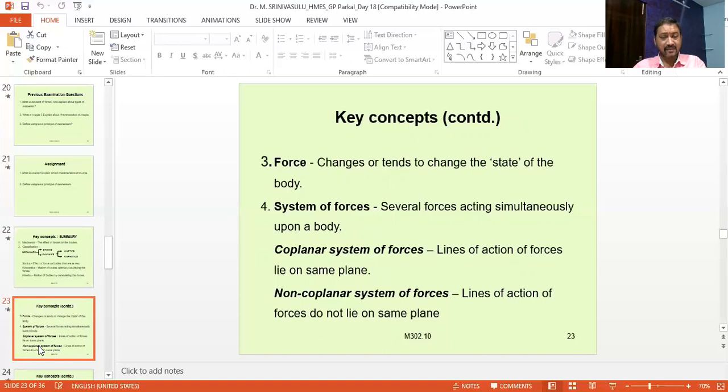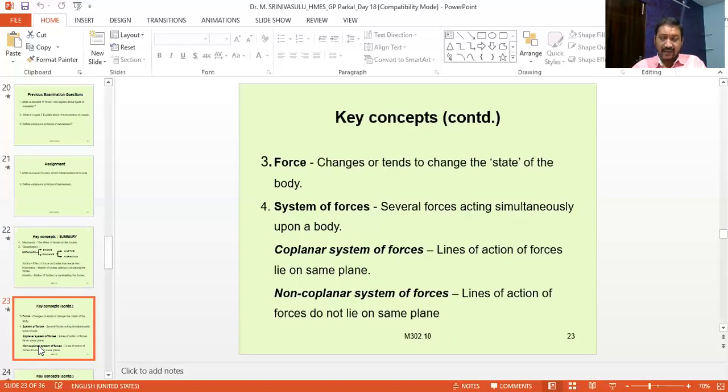If the applied force is insufficient, then it will tend to move in the direction of the applied force. And if the force is applied to a body which is in motion, then what happens? If the force is applied in the direction of the motion, then the velocity of the body will increase and some amount of acceleration will be produced.